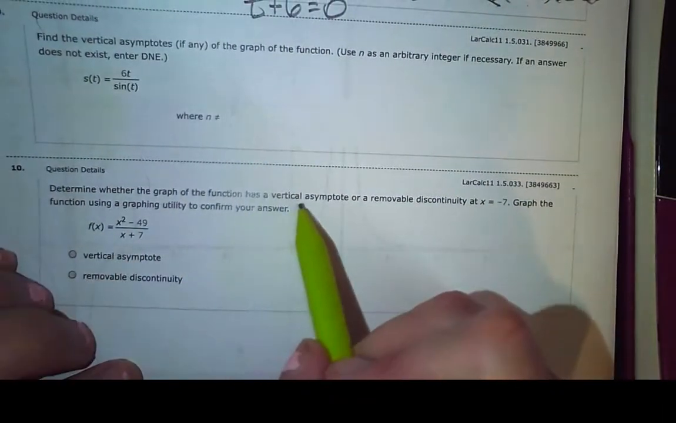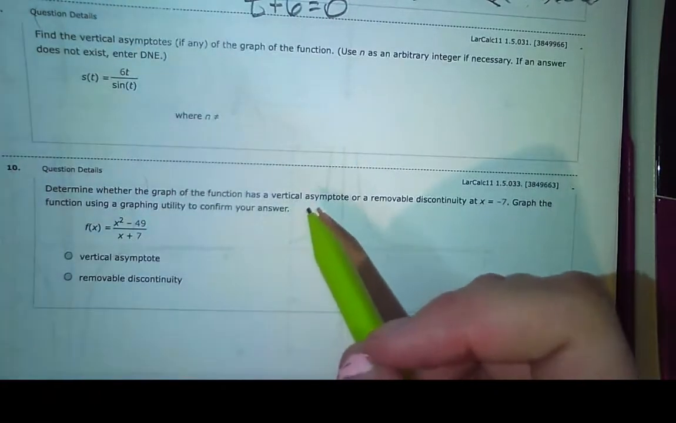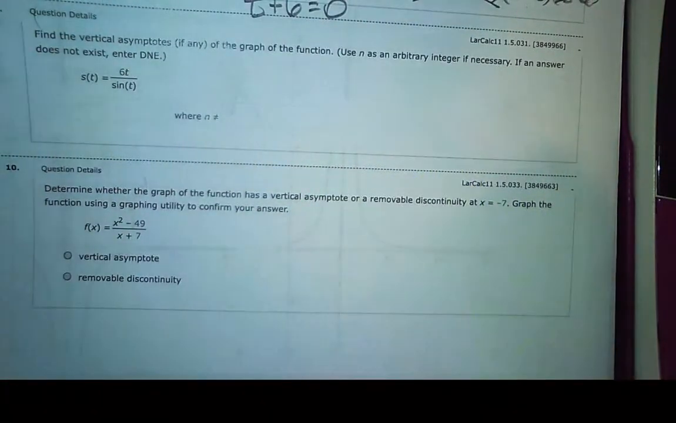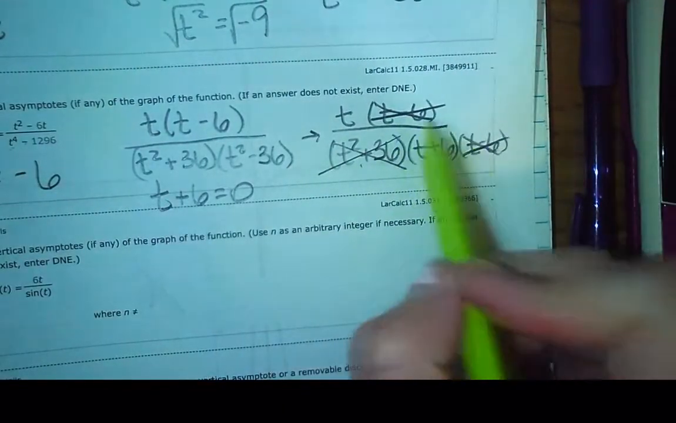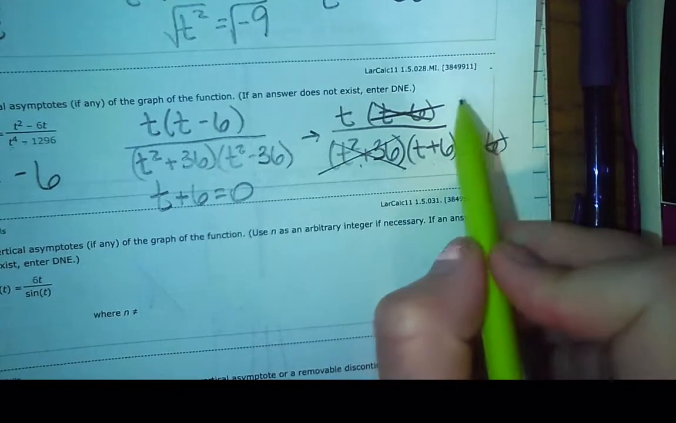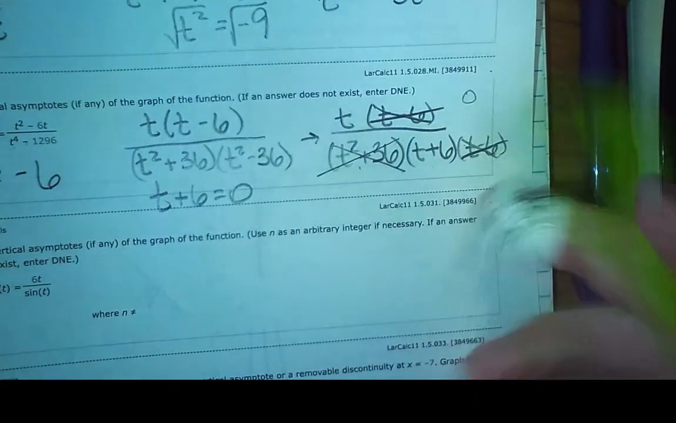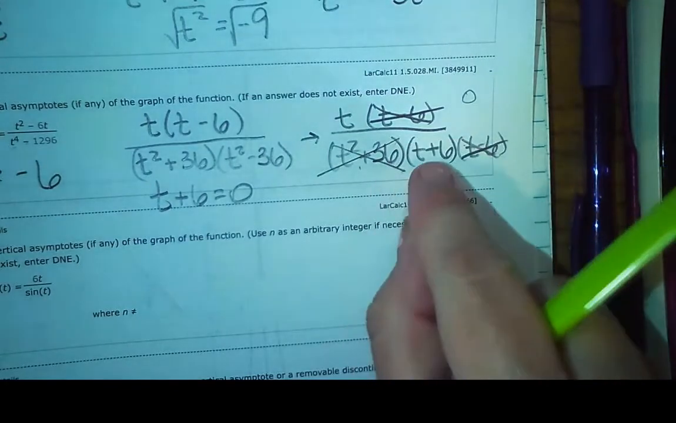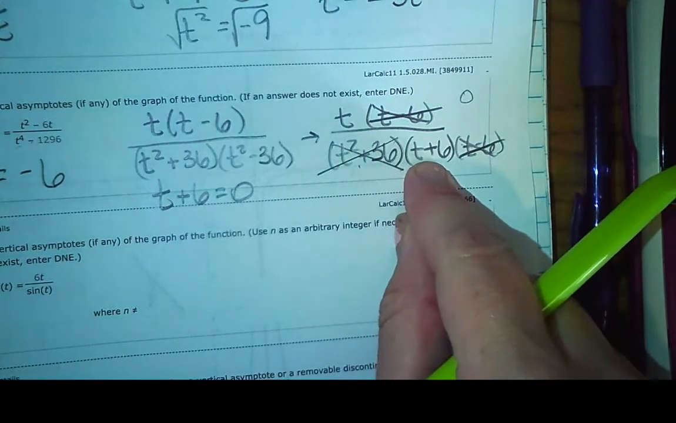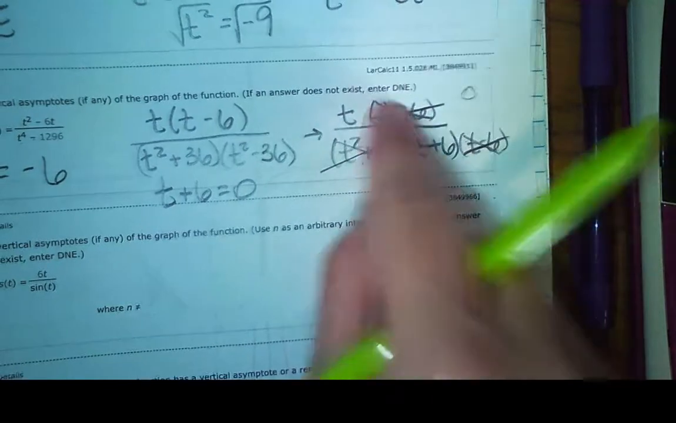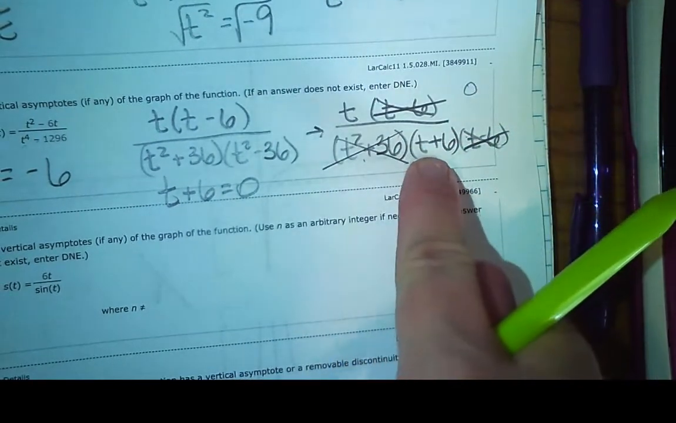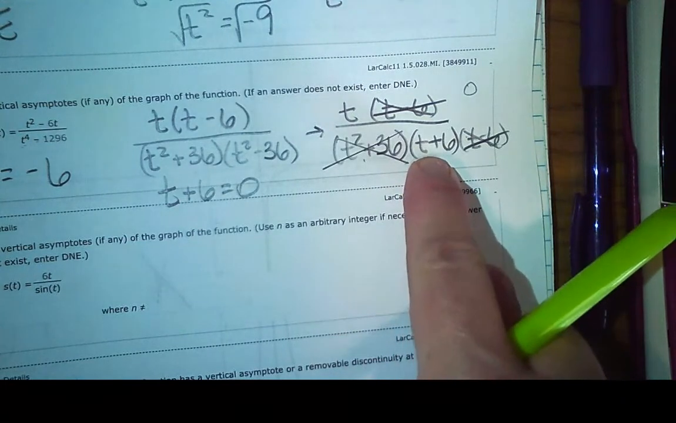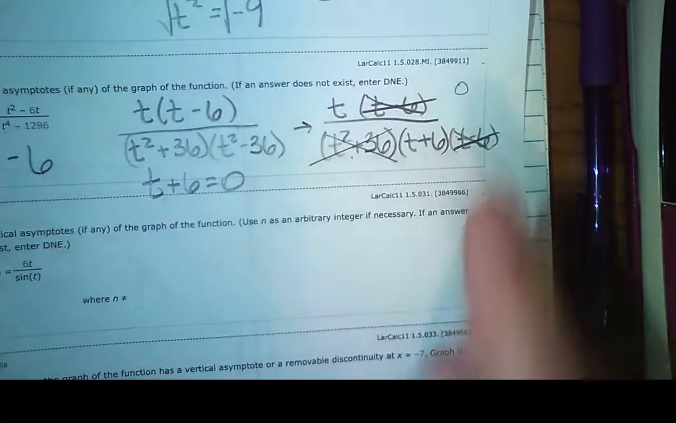I need to know this has a vertical asymptote or a removable discontinuity. So again, if it's an asymptote, I cannot remove it. So come back up to this one. Okay, this one, the t minus 6 is reduced out, which means you would have a hole where t equals 6. But you have an asymptote where t is negative 6. Okay, so if it reduces, it's a hole. If it's non-reducible and you can set it equal to 0 and solve, then it's an asymptote.